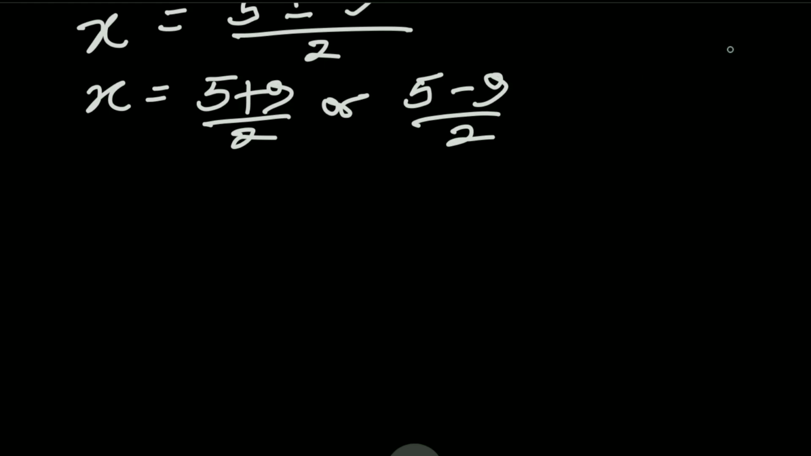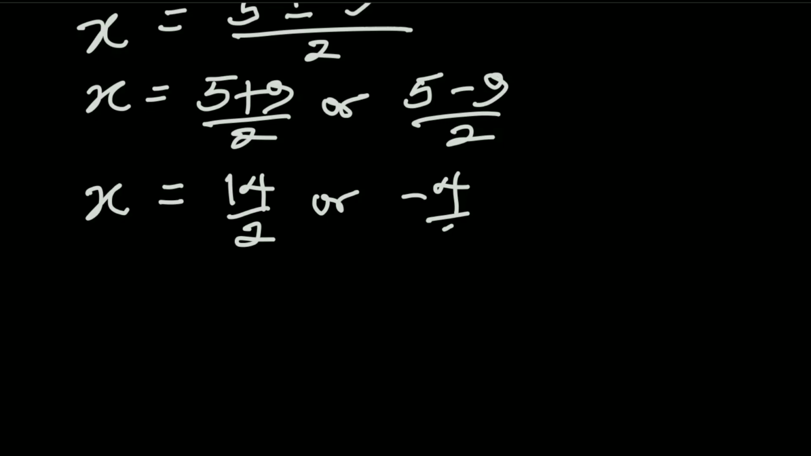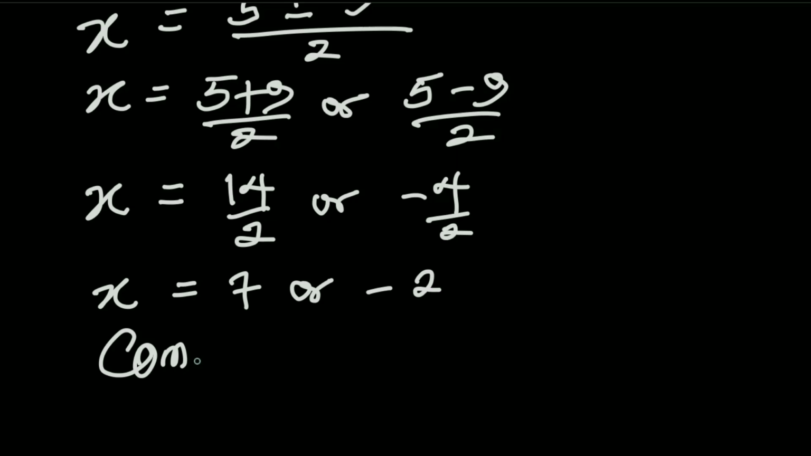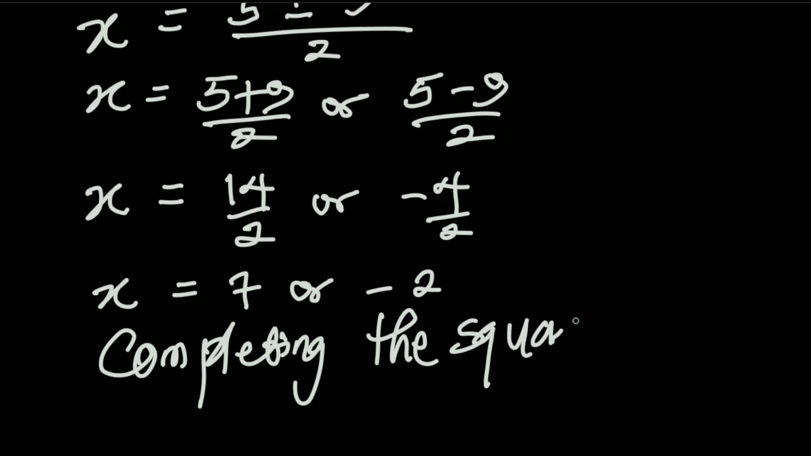And finally, we have the value of x to be equal to 5 plus 9, that is 14 over 2, or 5 minus 9, that is minus 4 over 2. x equals 7, or the value of x is minus 2. And so we have solved this using the completing the square method. All right, thank you.